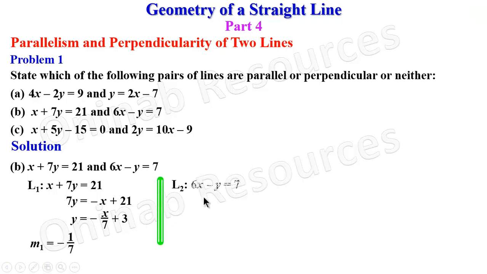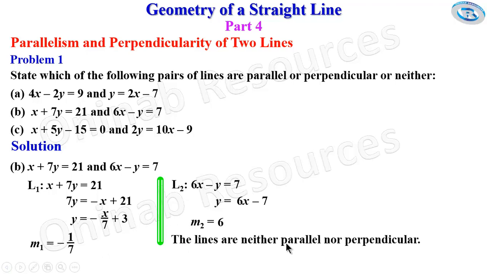So from here, our gradient is the coefficient of x, which is negative 1 over 7. Then also for L2, we have 6x minus y is equal to 7, making y the subject of the formula. Take this y to the other side, and we have y equal to 6x minus 7. So again, our gradient for this second line is 6, the coefficient of x. You can see now that the gradients are not equal, and at the same time, their product will not give us negative 1. So we conclude that the lines are neither parallel nor perpendicular. And that's all for problem 1b.